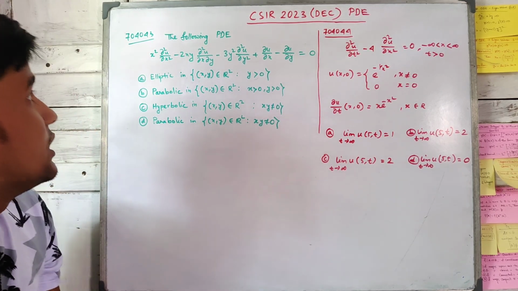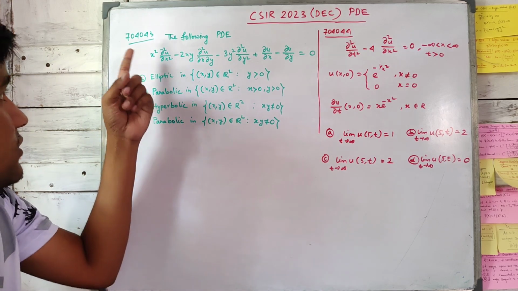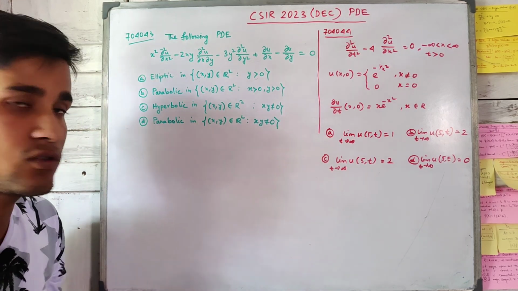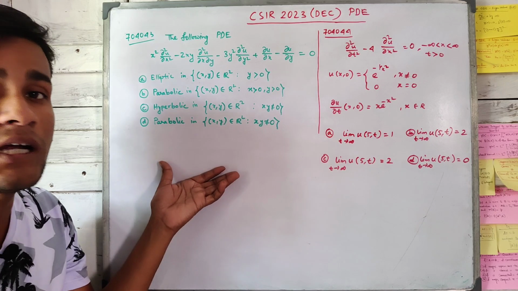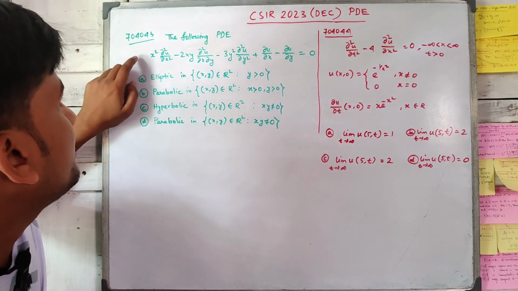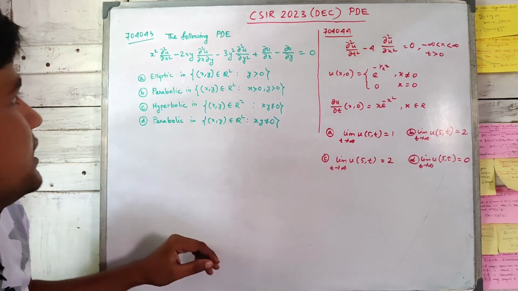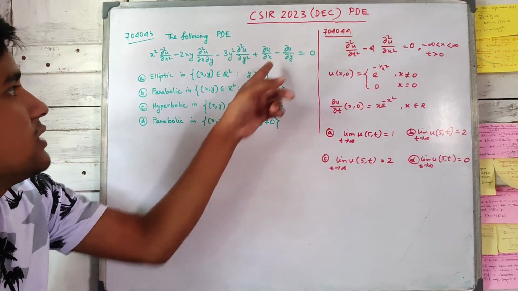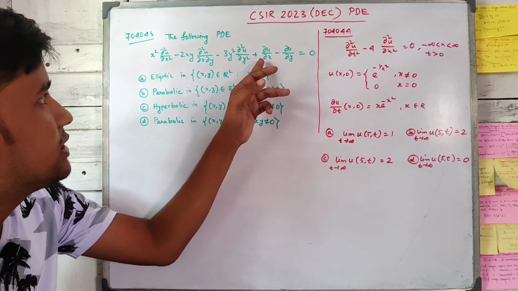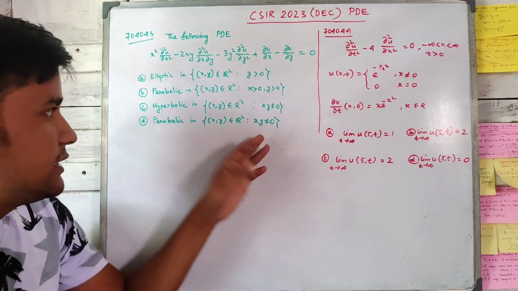December 2023. The first question is 704043. This is the question ID and this is a 3 marks question, from the classification of PDE. The question says: the following PDE, x square del 2u del x 2 minus 2xy del 2u del x del y minus 3y square del 2u del y 2 plus these two is elliptic, parabolic, or hyperbolic in the region given.